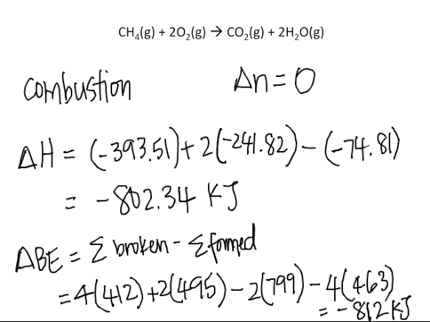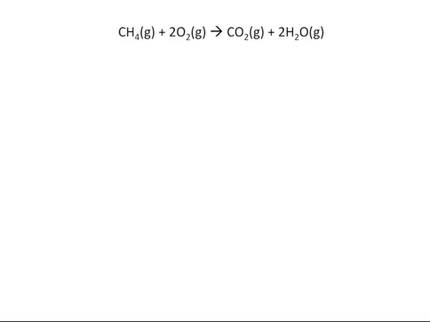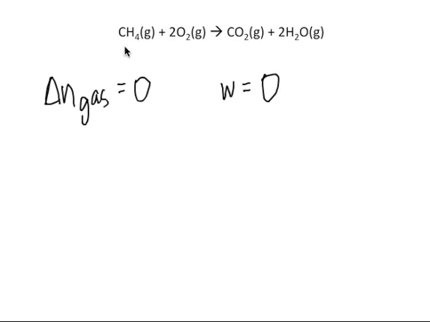Okay, let's go to the next part of the problem. As we said earlier, the delta N for the gas is 0, so there's going to be no work done. Delta N for the gas: 3 moles of gas becomes 3 moles of gas, 3 minus 3 is 0. No change. The delta N for the system is also 0, because the entire system is made of gas. Again, it's just 3 moles of gas minus 3 moles of gas, 0.